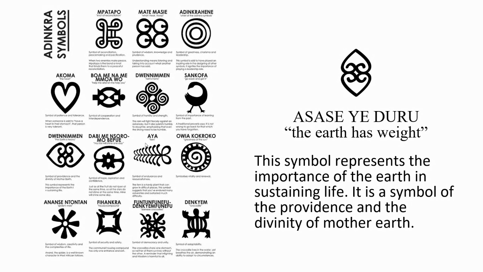So, as you can see, there are a number of symbols here, and there are many, many more that you can find on the internet, or if you go into Ghana, you'll see them all across Ghana. As an example, we have a symbol on the right hand side, Sase Yeduru. The earth has weight. This symbol represents the importance of the earth in sustaining life. It is a symbol of the providence and the divinity of Mother Earth. So they want to implant into the next generations the importance of Mother Earth as the sustainer of life.